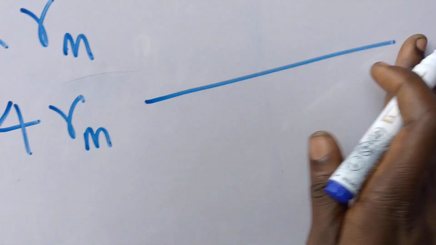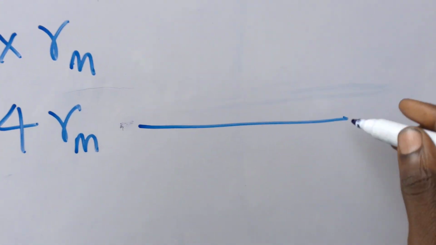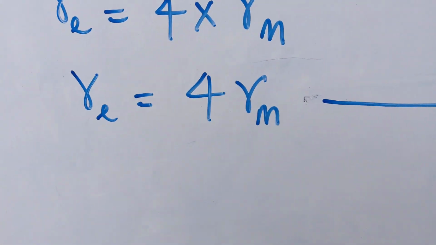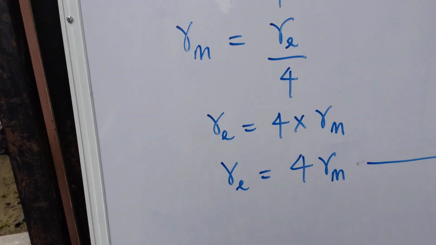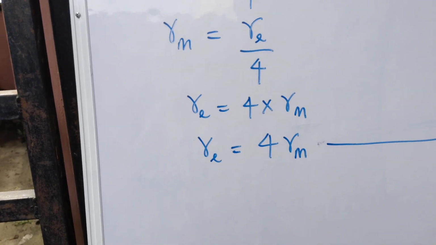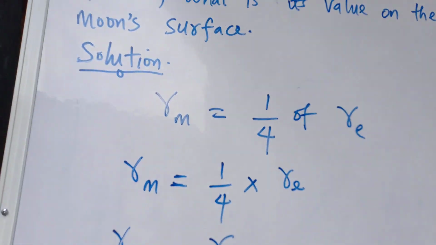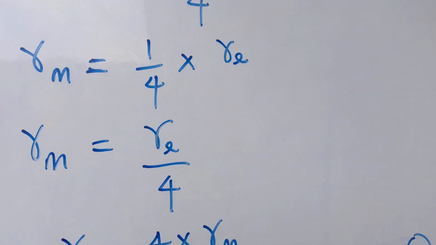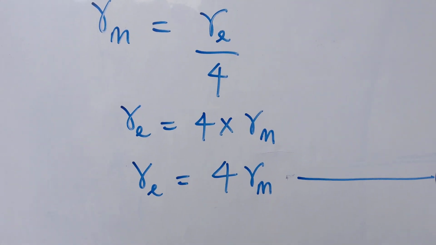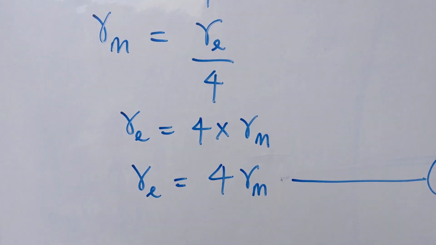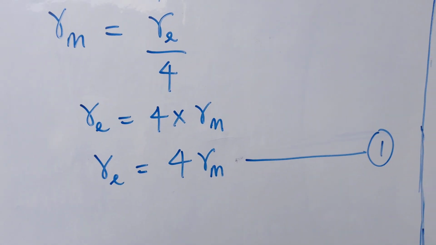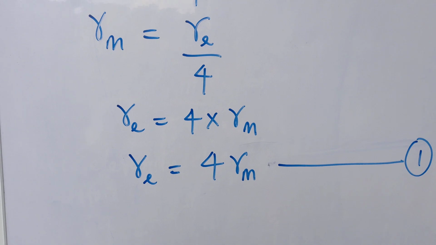You can call this equation 1. So the radius of the Earth now becomes 4 times the radius of the moon. If the radius of the moon is 1/4 the radius of the Earth, when we solve after the arithmetic, we arrive at the radius of the Earth being 4 times the radius of the moon. So we take note of that.